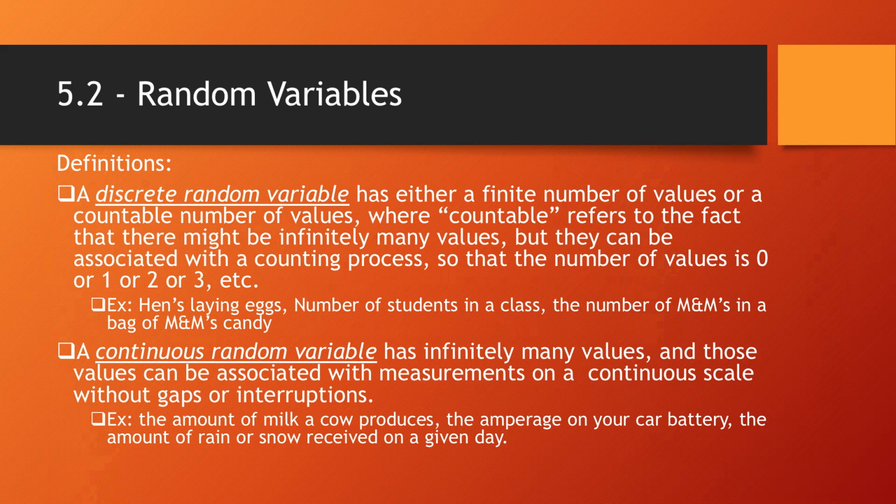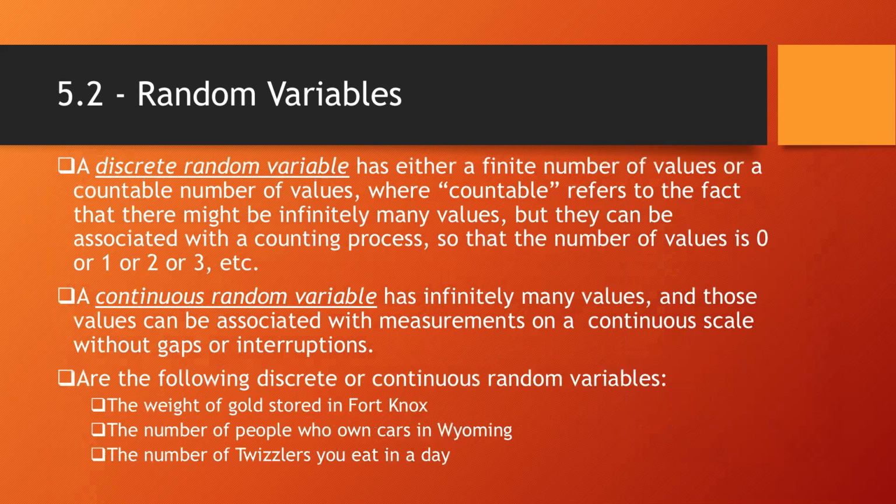Continuous random variables have infinitely many values, and those values can be associated with measurements on a continuous scale without gaps or interruptions. Examples could be the amount of milk produced, the amperage in your car battery, or the amount of rain or snow received on a given day. So are the following discrete or continuous random variables: the weight of gold stored in Fort Knox, the number of people who own cars in Wyoming, the number of Twizzlers you eat in a day?